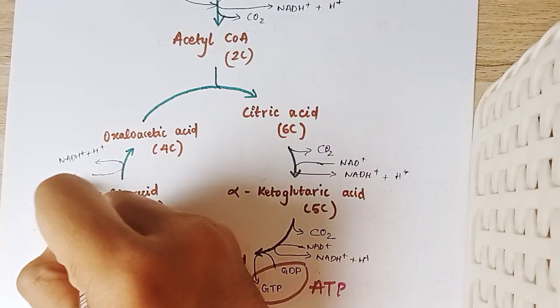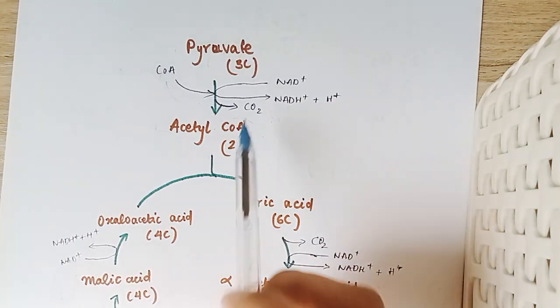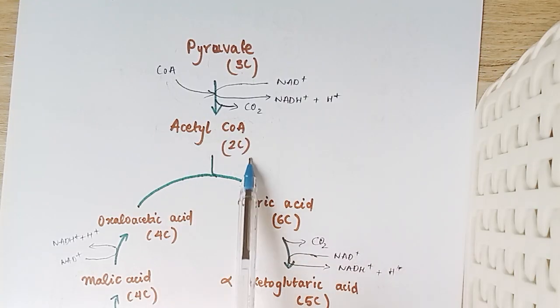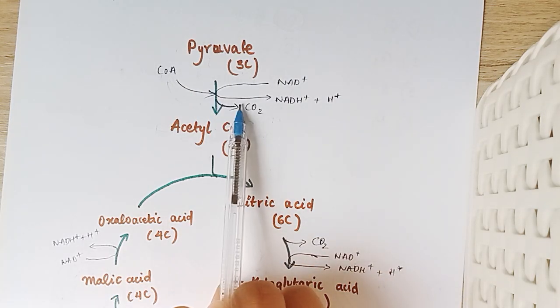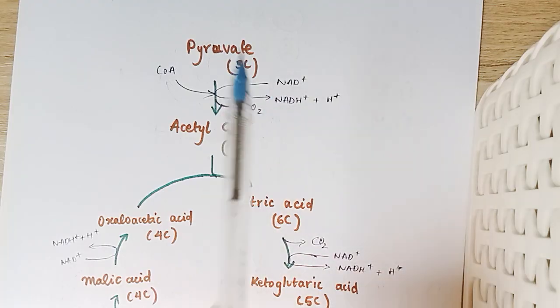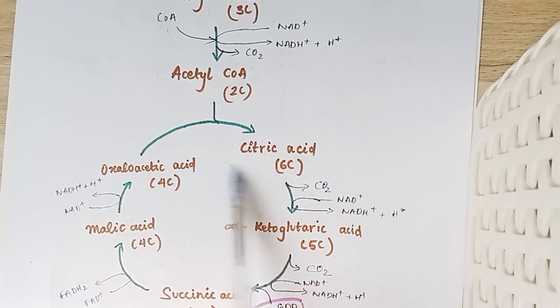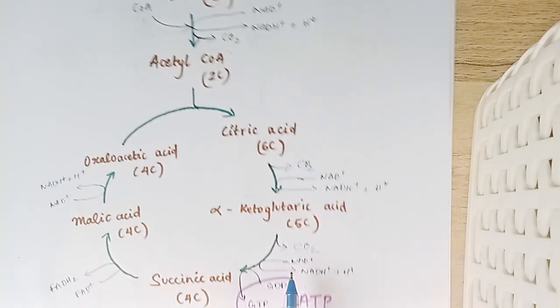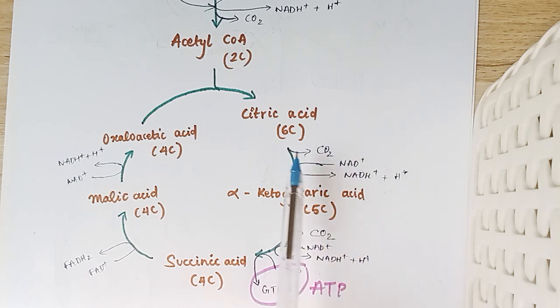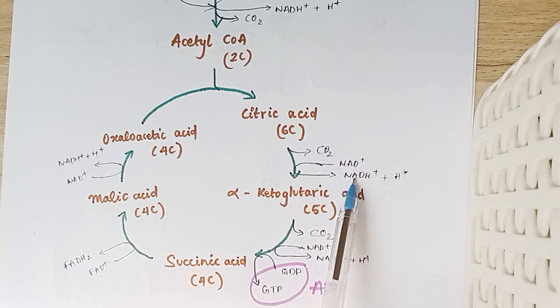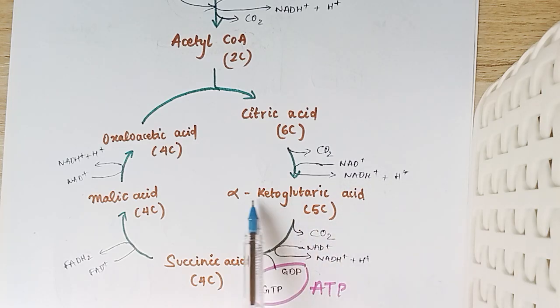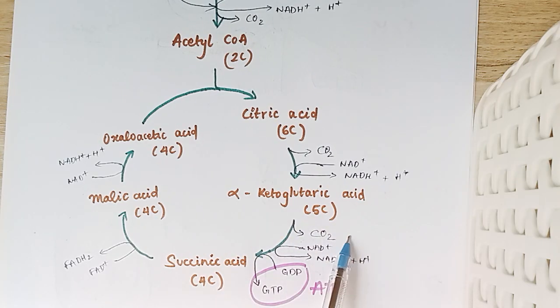So once again the cycle: pyruvate is converted to acetyl coenzyme A. Coenzyme A is added, CO2 removed, and then NADH plus was formed. Next, acetyl coenzyme A and oxaloacetic acid combined to form citric acid. When citric acid was converted to alpha ketoglutaric acid, carbon dioxide was removed, NADH plus was formed. Then alpha ketoglutaric acid was converted to succinic acid. There is a removal of carbon dioxide, and then NADH plus was formed, as well as ATP was formed. This is a really important point.